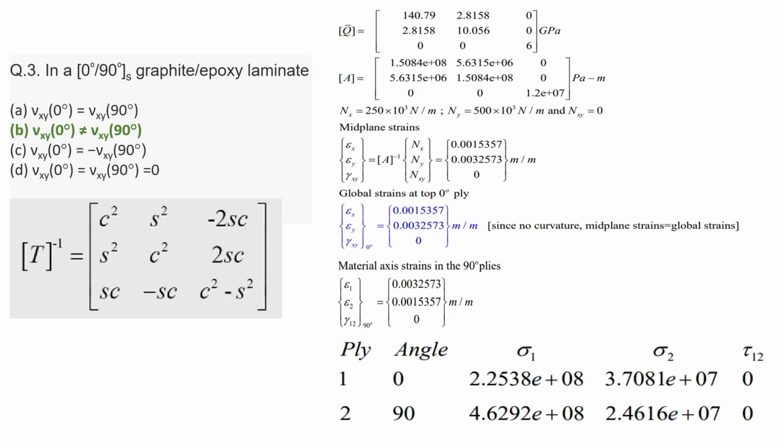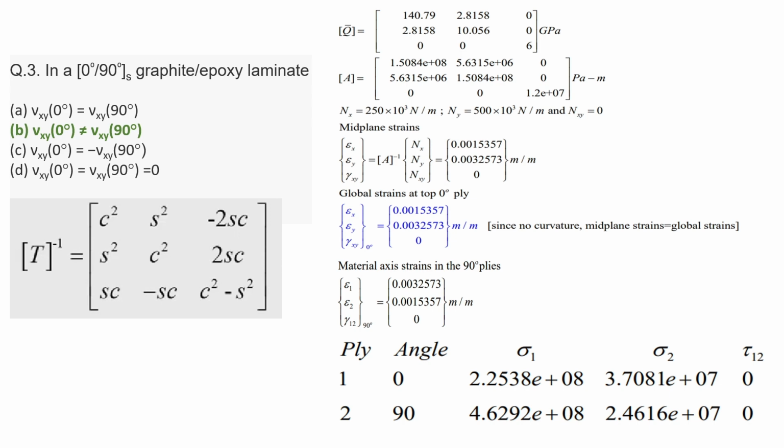The next question is in a 0/90. Ma'am, but for the Poisson's ratio are same, ma'am, in the before questions. Can you ask your doubts at the end, because in the middle my flow gets stopped. Okay, ma'am. I will ask my doubts at the end.